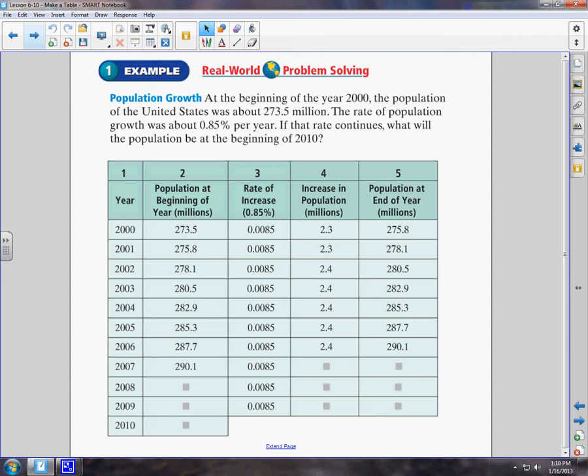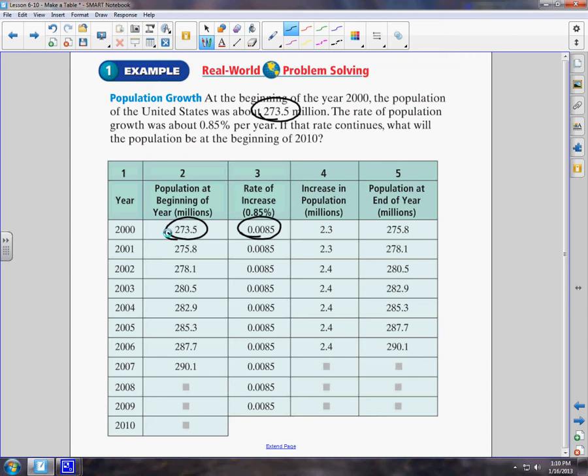So they made a table to try and help organize their data, and then they put the years. So they want to get to 2010. Then they said, okay, population at the beginning of the year is 273.5. That's what they gave us at the beginning of year 2000. It went up 0.85%. So the increase in population was 2.3.